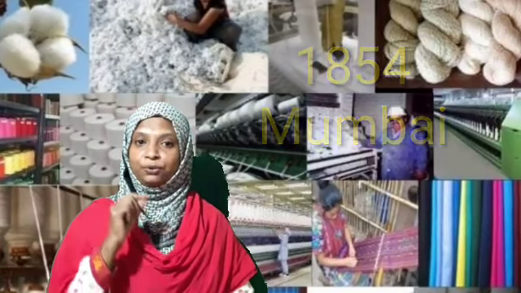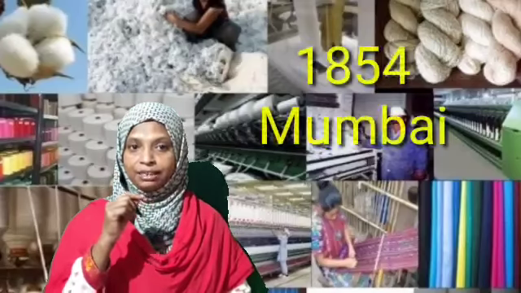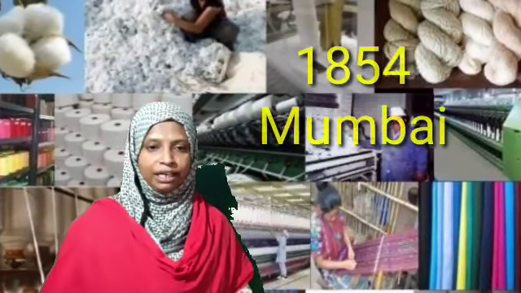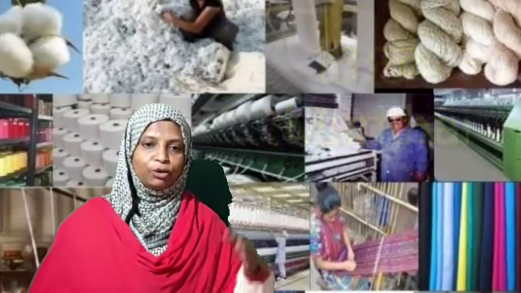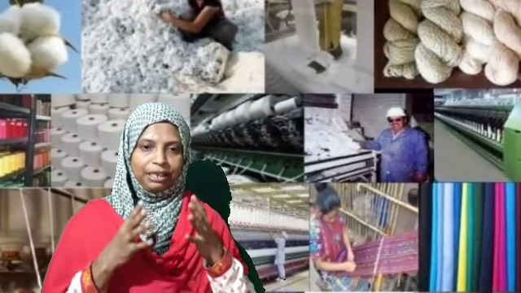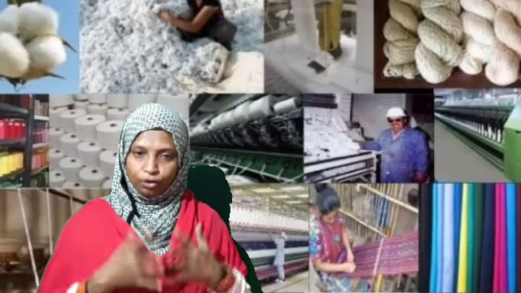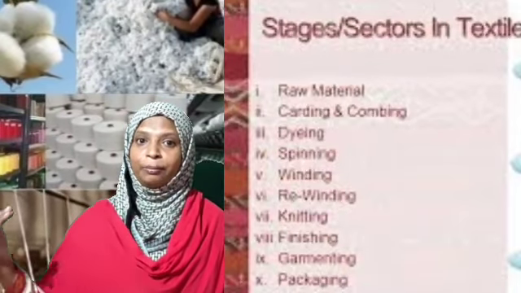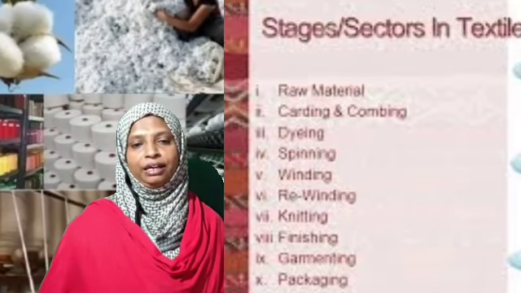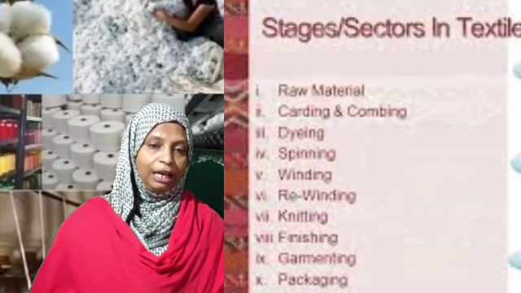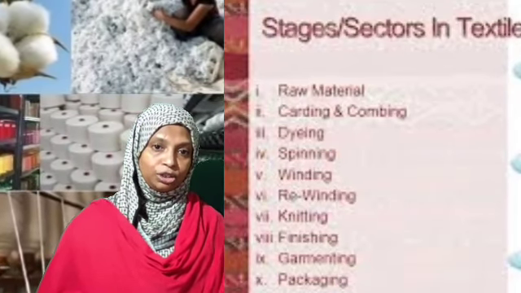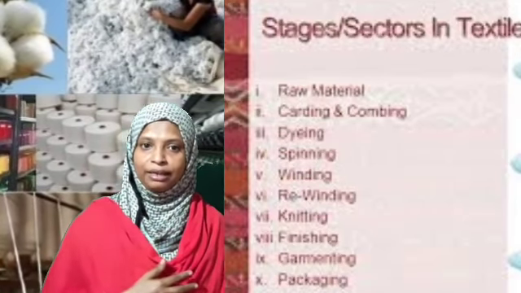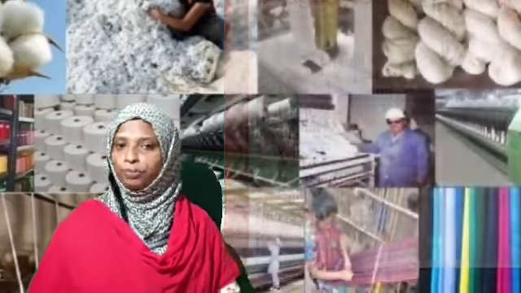The first successful textile mill was established in 1854 in Mumbai. This cotton textile industry is closely linked with the agricultural sector, because a piece of cotton cloth starts its journey from the cotton farm to a retail shop in our nearby area. On the way, thousands or lakhs of people are engaged in this process of making a cotton plant into cotton cloth.